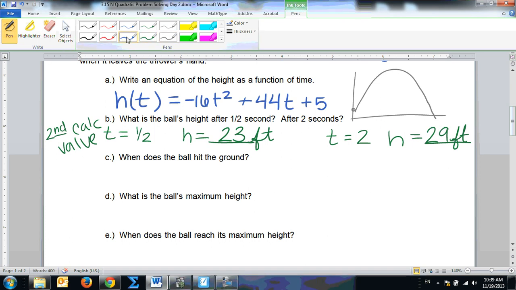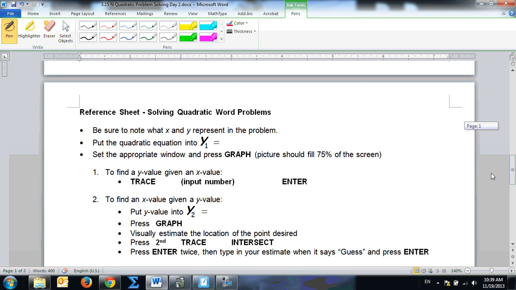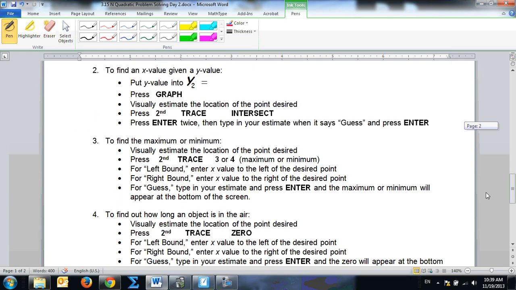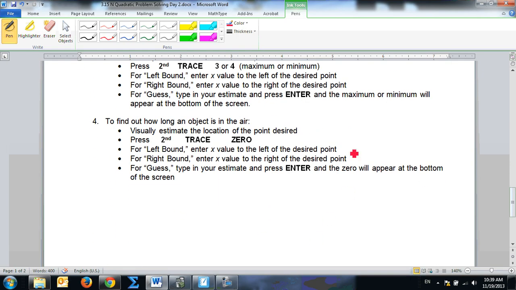Okay. The next question says, where does the ball hit the ground? What does that mean? Where it hits the x-axis. Good. Where it hits the x-axis, where the height is 0. Okay? Where the height is 0. So there's a bunch of different ways to do this. I'm going to show you the way that the cheat sheet on the back tells you. If you know a different way, if you would rather find the intersection with the line y equals 0, any of that stuff, that is totally fine with me. But I'm going to show you the way that's on your sheet in case you get stuck.